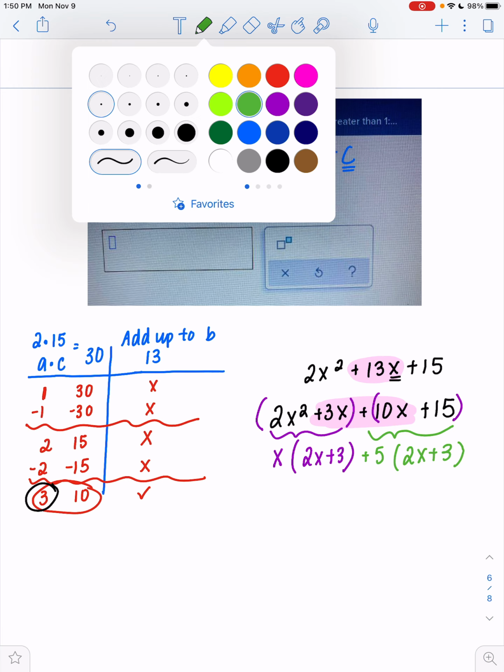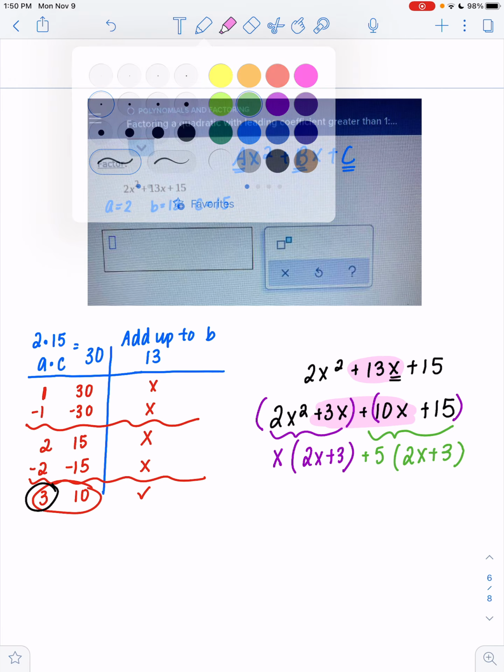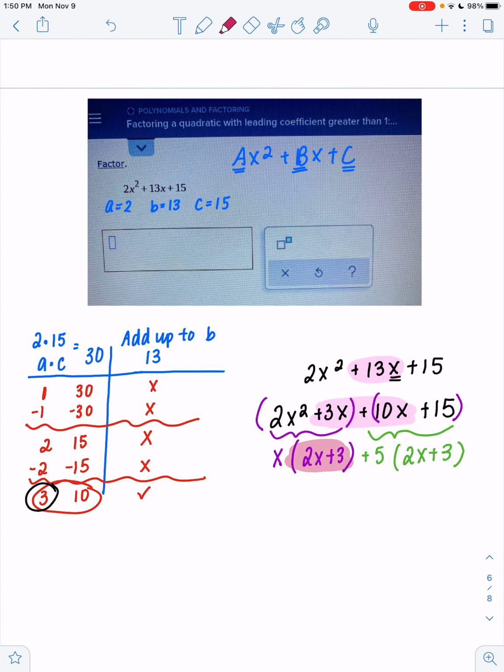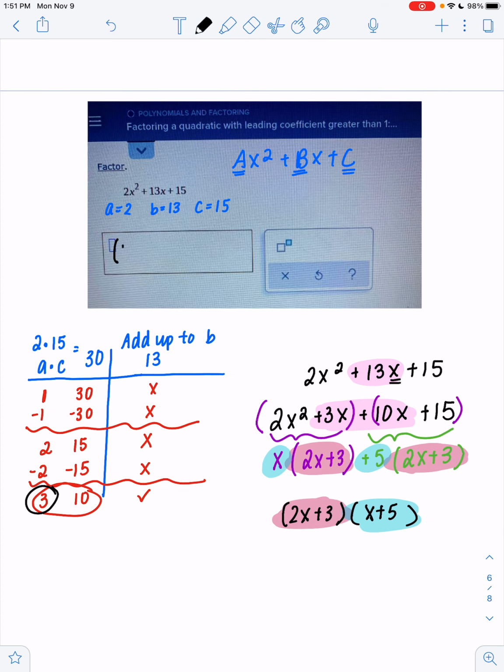Here is a very good check that we are in the right place, because what's inside the parentheses for both of these should be the same: 2x plus 3 and 2x plus 3. And that ends up becoming one of your factors. So one of your factors is going to be 2x plus 3, and your other factor is going to be everything that was left outside. So x plus 5, and that's your other factor. And this is our final answer with the parentheses: 2x plus 3 and x plus 5. And this is how we factor.